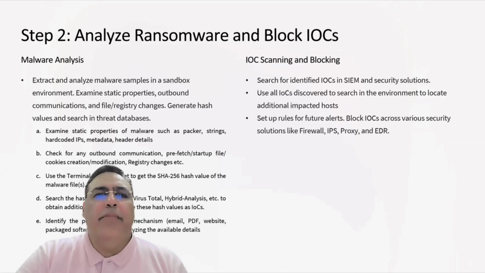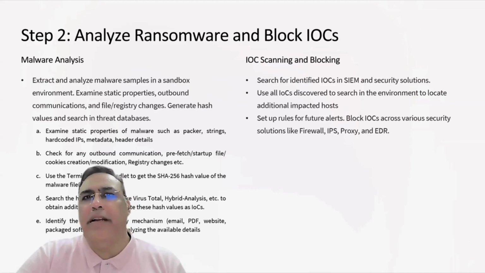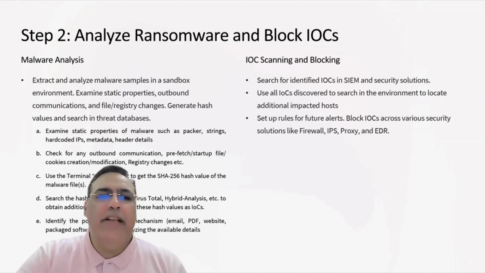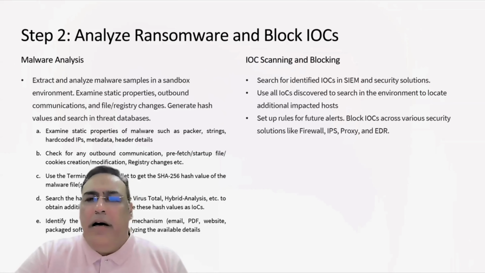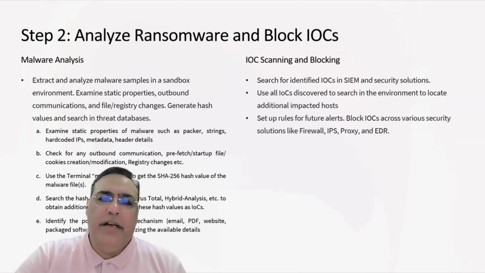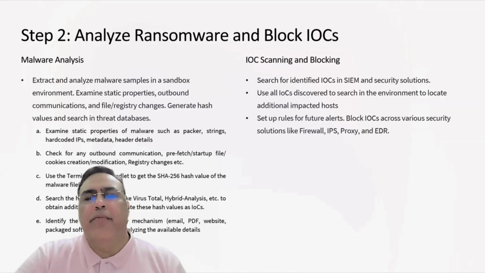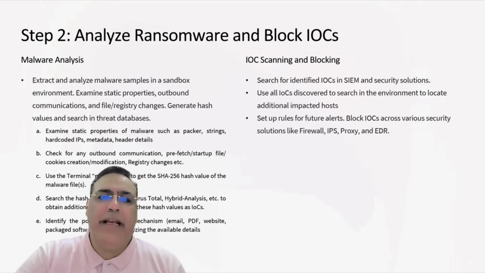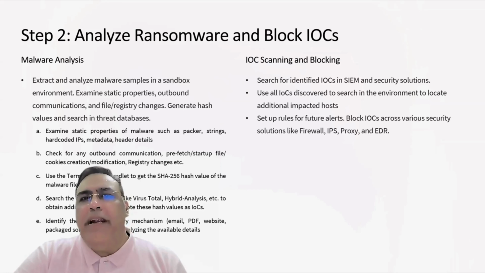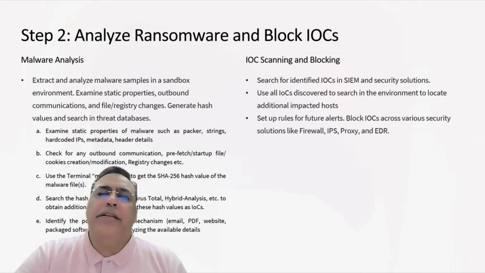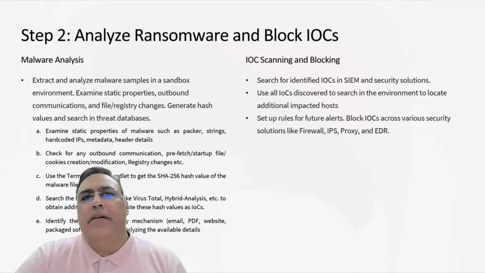And then you can compute the hash value and search the threat database to identify if there is an infection which has already happened. You can do this by opening up your terminal and using the MD5 command line to get the SHA-256 hash value. And then you can validate with external threat intel platforms like VirusTotal, or you can also do heavy analysis. Once you do that, you can identify how this malware was delivered. It can be through email, PDF files, a website, or packaged software. Then, if you are able to identify that, you can do IOC scanning across the systems to identify if there are other systems which are infected.